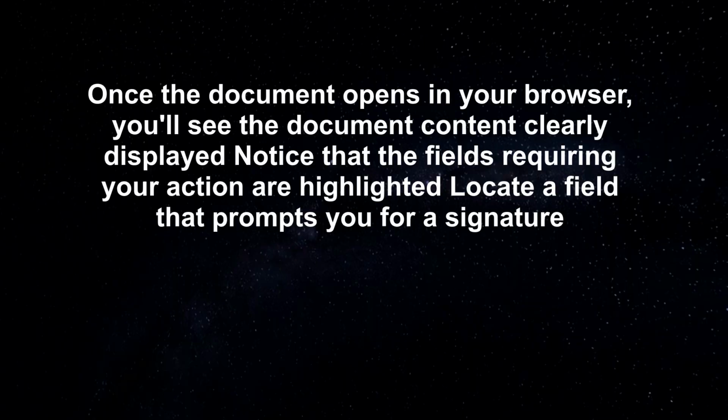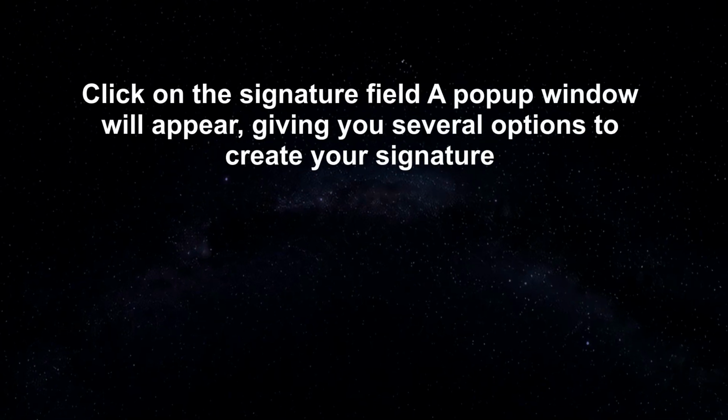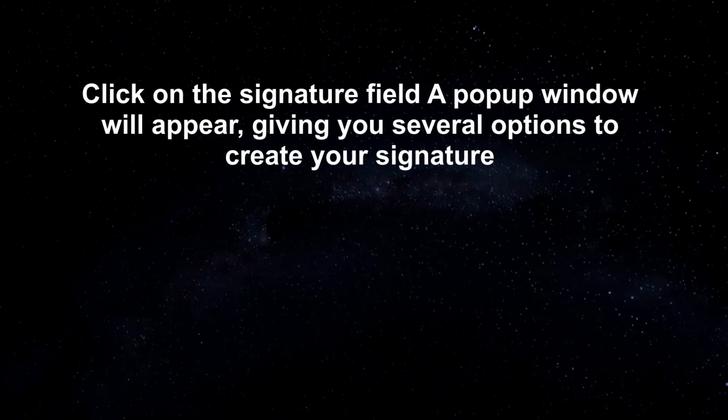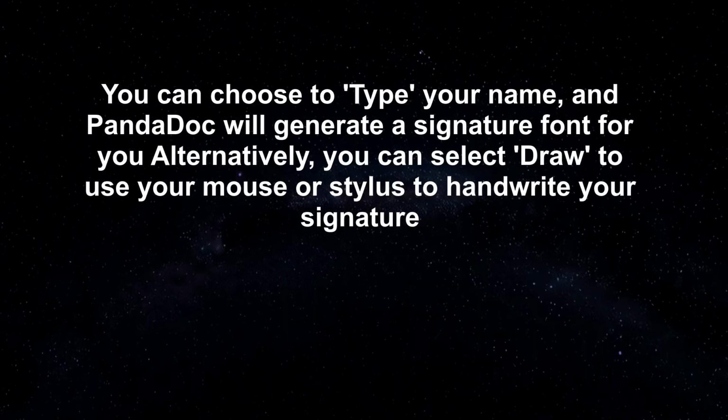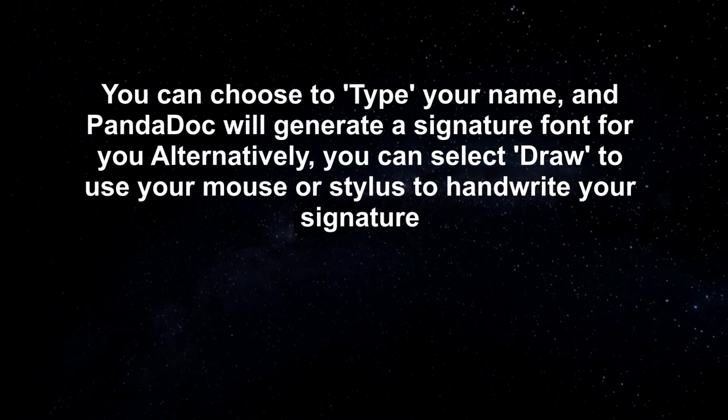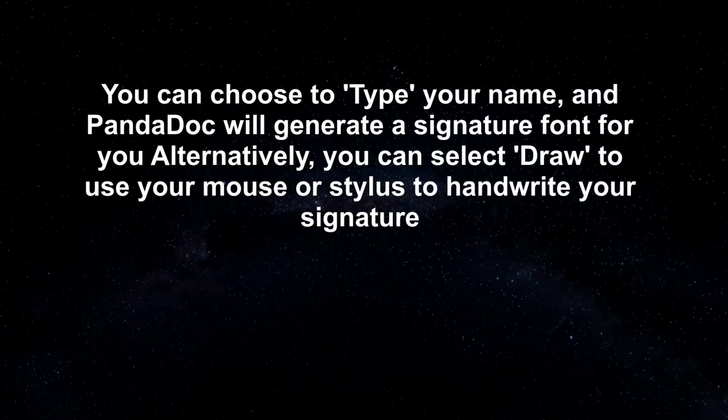Locate a field that prompts you for a signature. Click on the signature field. A pop-up window will appear, giving you several options to create your signature. You can choose to type your name, and PandaDoc will generate a signature font for you.